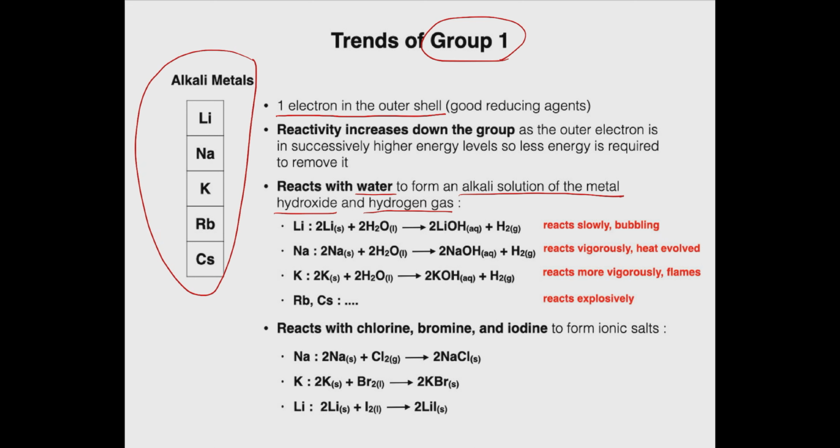In the case of lithium metal, the metal reacts with water to form lithium hydroxide and hydrogen gas. This reaction is slow and shows slight bubbles. However, as the reactivity increases down the group, the reaction of the alkali metal with water becomes more explosive. In addition, the metals react with chlorine, bromine, and iodine to form ionic salts. For example, sodium reacts with chlorine to form sodium chloride, and so on.